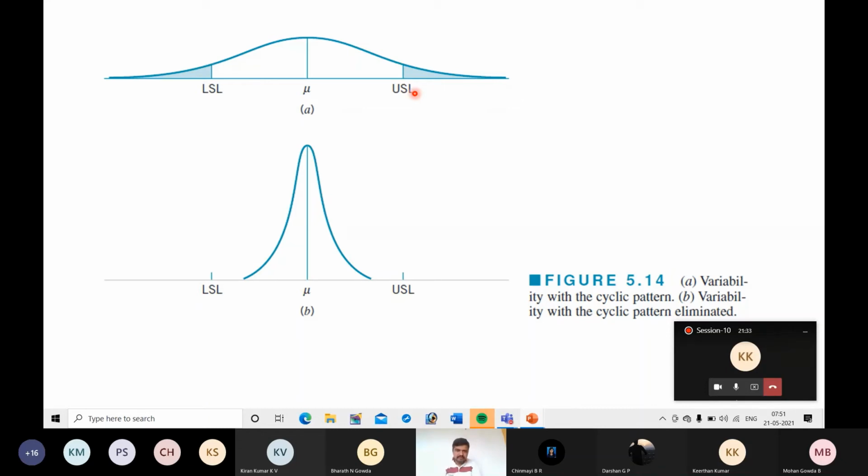Suppose you are able to eliminate the causes of the cyclic pattern. The advantage you are going to gain is that most of the components you manufacture are on target. That means the quality of these products is very good. You are getting most of the products to target, where deviation is very minimal. That is the representation of good quality, and we are able to achieve that by eliminating this cyclic pattern.